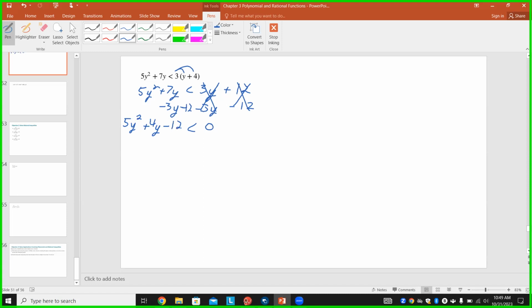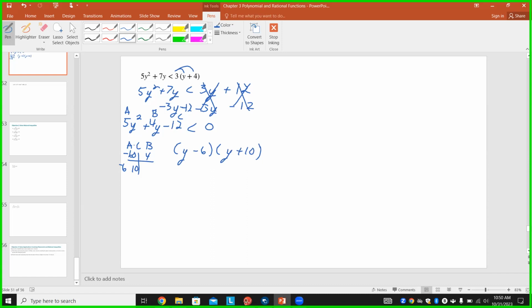How do we solve quadratics? You can do the factoring or you can use the formula. We can try factoring. It might be quicker. I'm not 100% sure. Remember, it's A times C. So this is A, B, C. So what's 5 times negative 12? Negative 60. And it has to add to 4. So 6 and 10. But it's going to be a negative 6 and a positive 10. So then I get y minus 6, y plus 10.